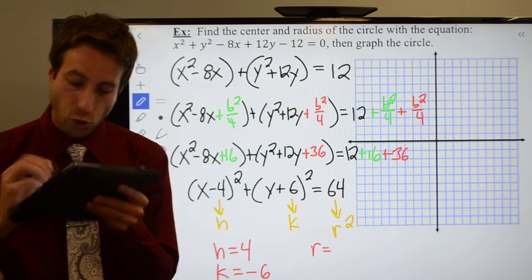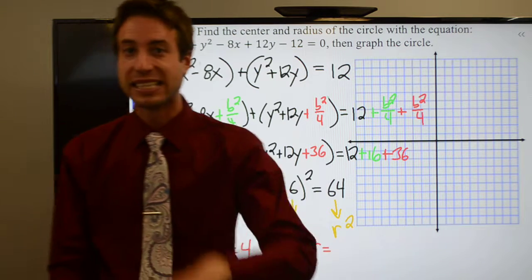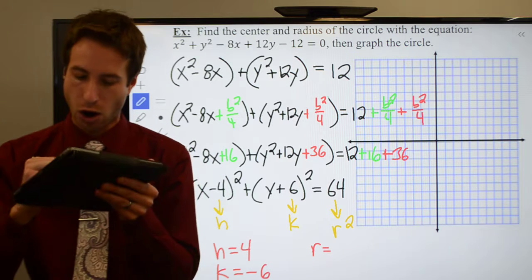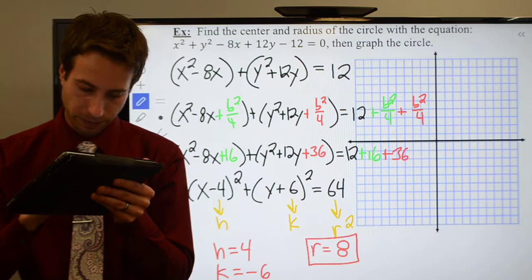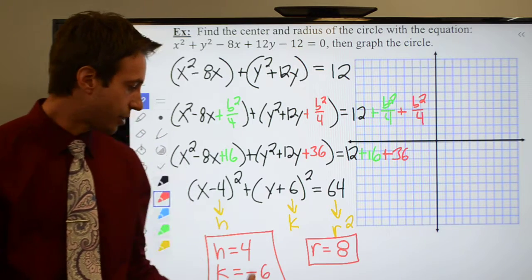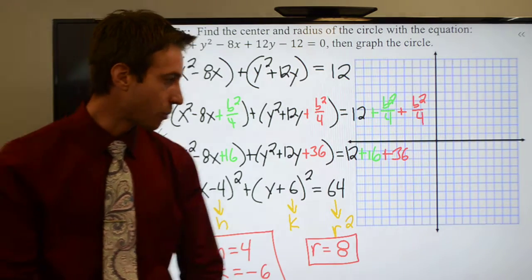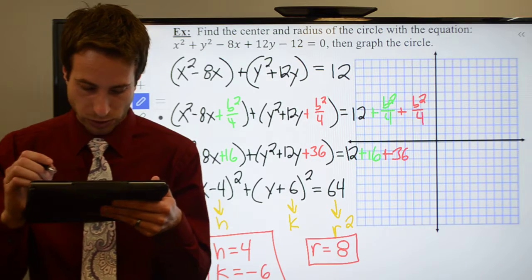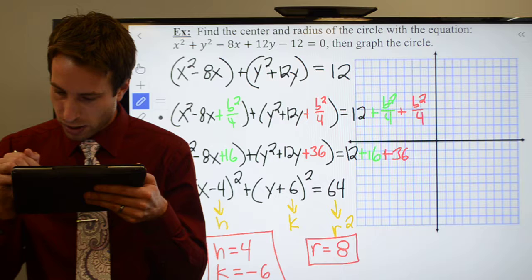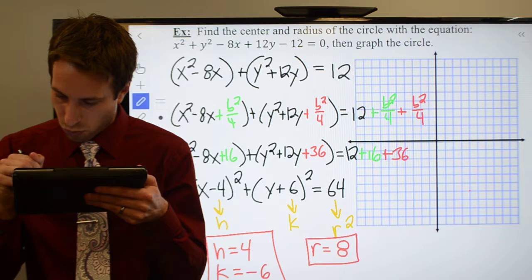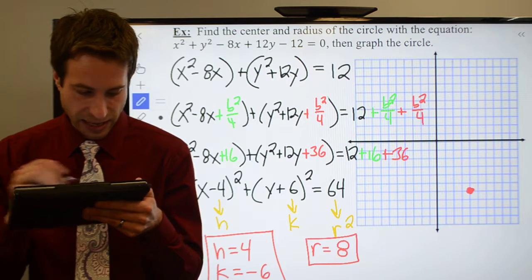And then, of course, r, not that difficult. If r squared is 64, take the square root of that to get r. And, of course, that would be 8. So there we go. My center is at 4, negative 6, and my radius is 8. Let's see how this goes. Center is at 4, negative 6. 1, 2, 3, 4. 1, 2, 3, 4, 5. Right there is my center.